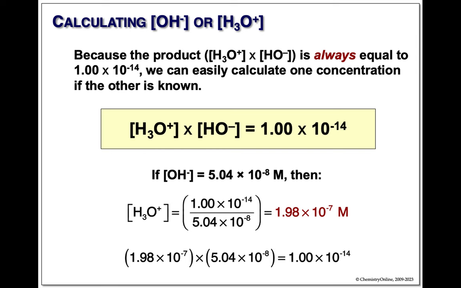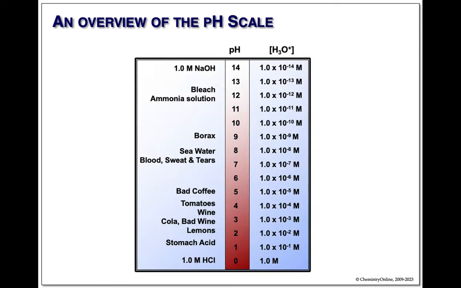Well, let's stop calculating for a minute. And let's just look at the pH scale. Again, anything above 7 is basic. Anything below 7 is acidic. Blood, sweat, and tears, basically, they're about 7.3. Salt water, borax, ammonia, bleach, 1 molar sodium hydroxide is 14. Wait, you said anything above 7? Anything above 7 is a base. Anything below 7 is acidic.